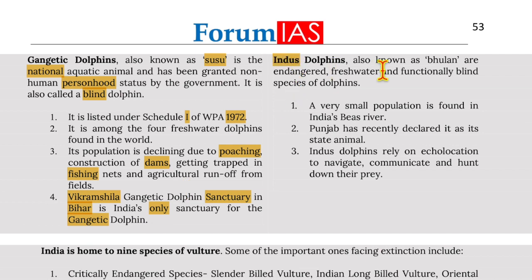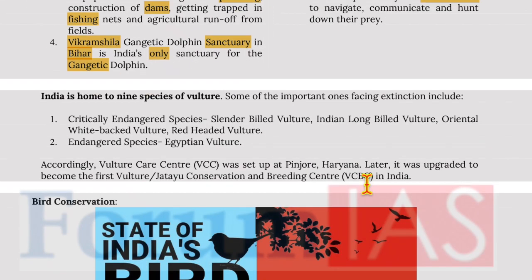Moving on to Indus dolphins, they are also known as Bhulan, are endangered freshwater and functionally blind species of dolphin. A very small population is found in Beas River. Punjab has recently declared it as its state animal. Indus dolphins rely on echolocation to navigate, communicate, and hunt down their prey.